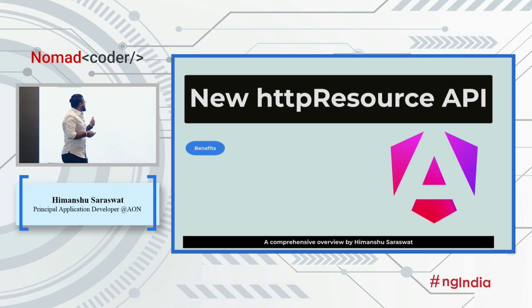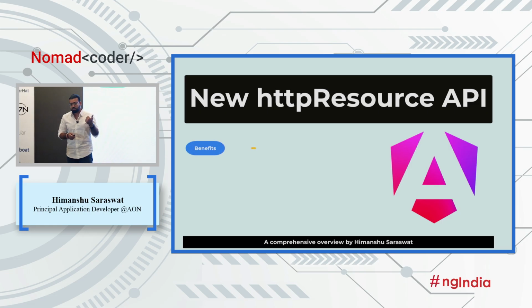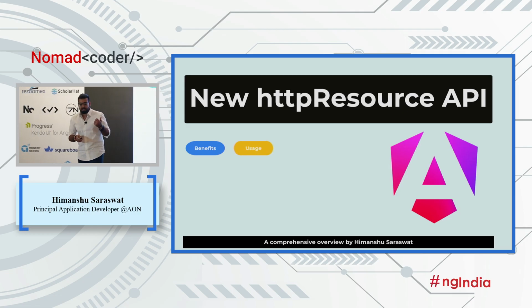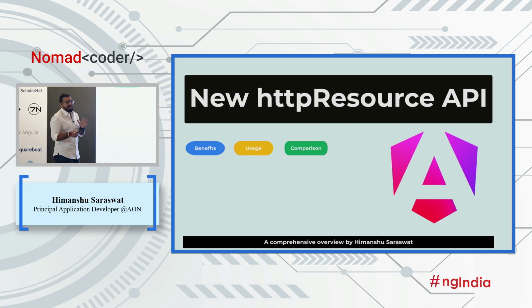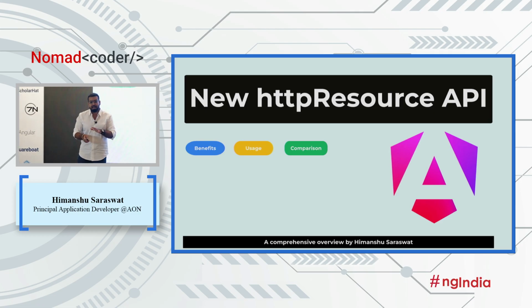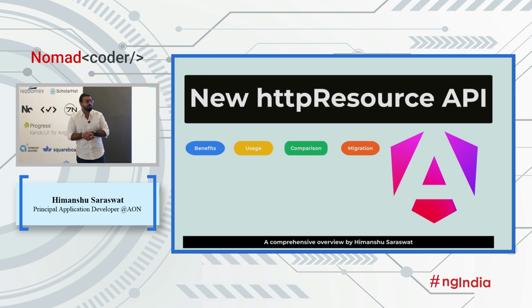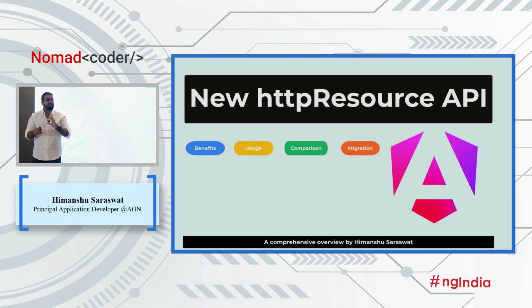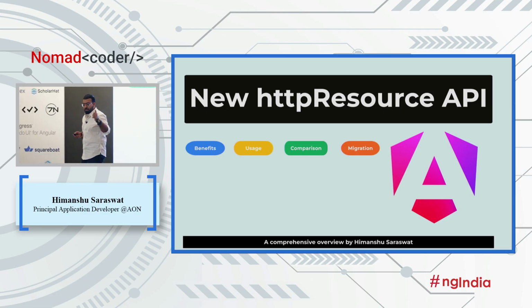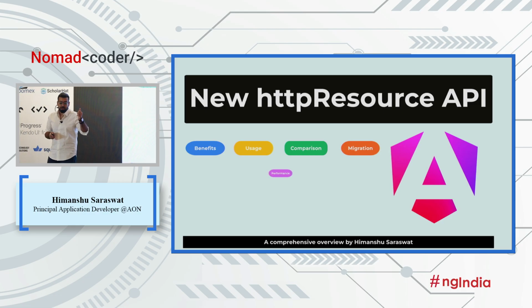I'll try to cover the benefits that come out of the httpResource API, a slight usage and the API example. We'll do a brief comparison of the traditional HttpClient and the new httpResource API. I'll try to leverage all the knowledge I gave you in an application. It's a small application I created where I have used the traditional HttpClient extensively, but we'll try to migrate one simple code snippet to the new httpResource API. And finally, we will delve into performance.